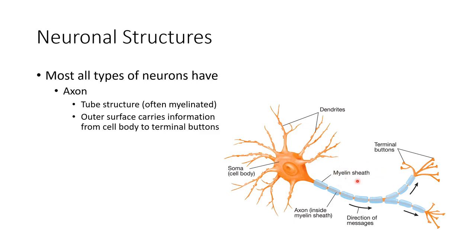And again, this myelin is going to help with the electrical signal or information that's leaving this cell via the axon. And that information or signal, if it is being sent to the terminal buttons to leave the cell to go to other neighboring cells, it travels along the outside of the axon.